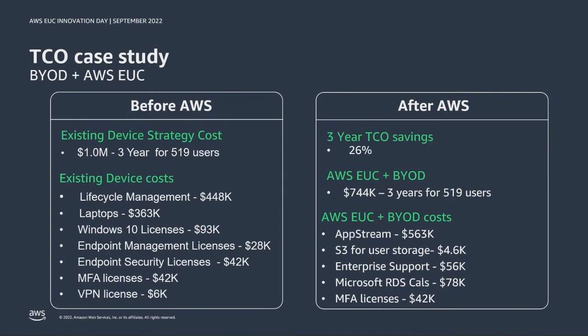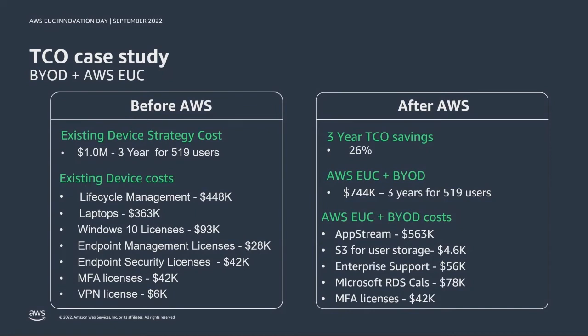The biggest costs are the lifecycle management at $448K and the laptop devices themselves at $363K. And then on the right, we see that the 3-year total cost to implement AWS EUC and BYOD is only $744,000 over 3 years. This equates to a 3-year TCO savings of 26%.